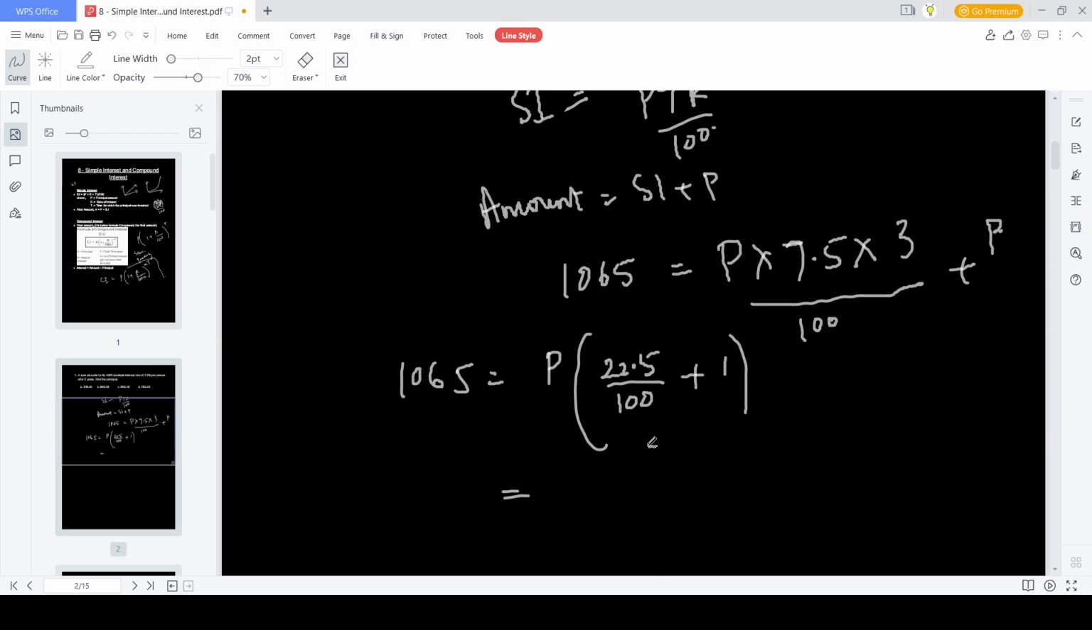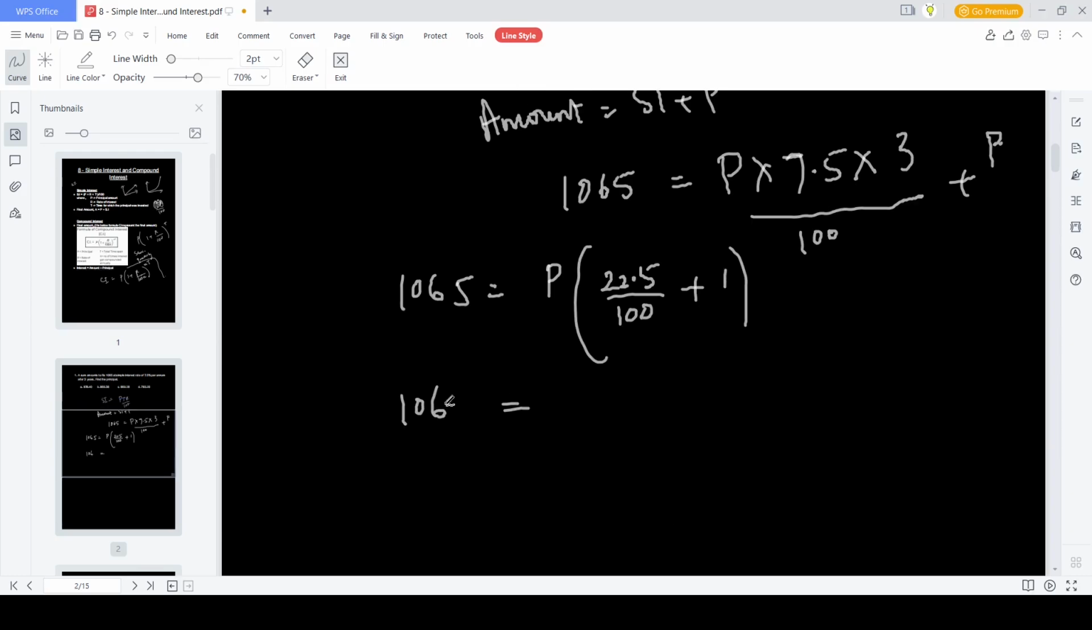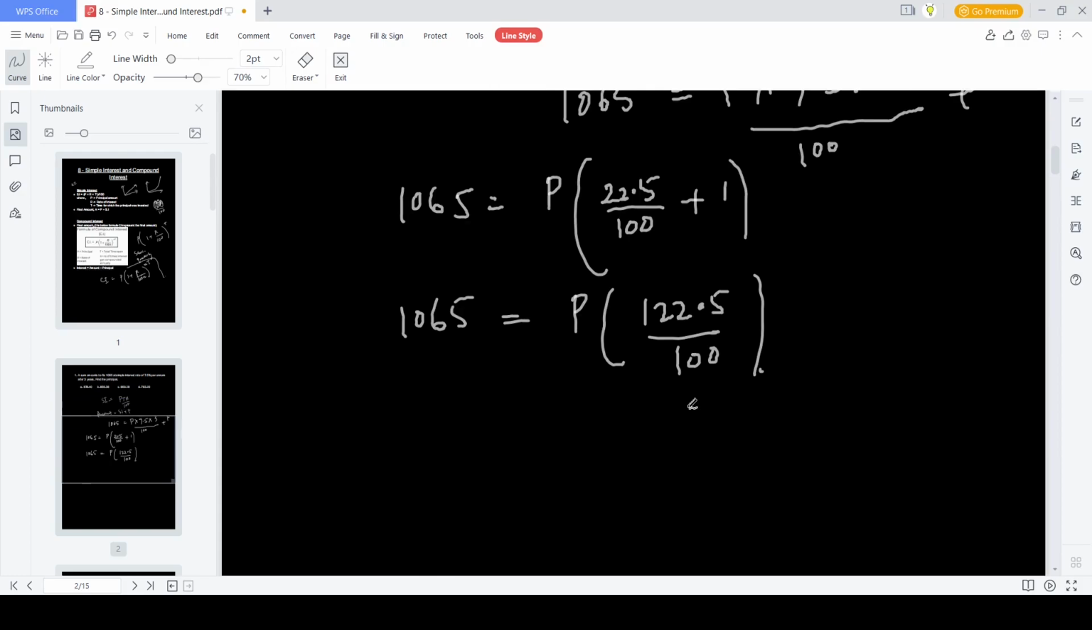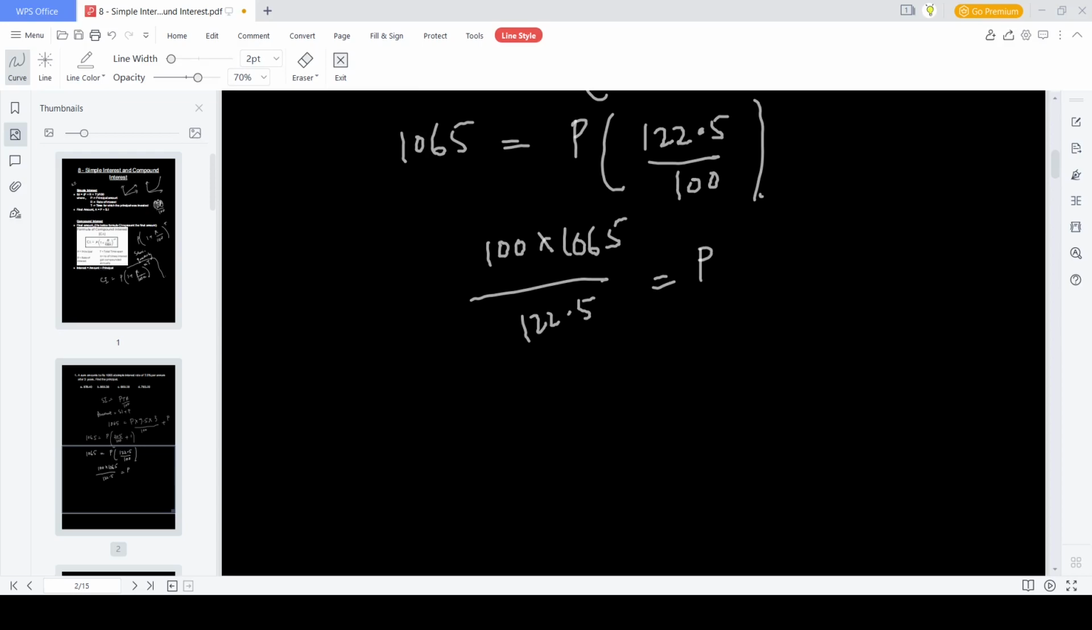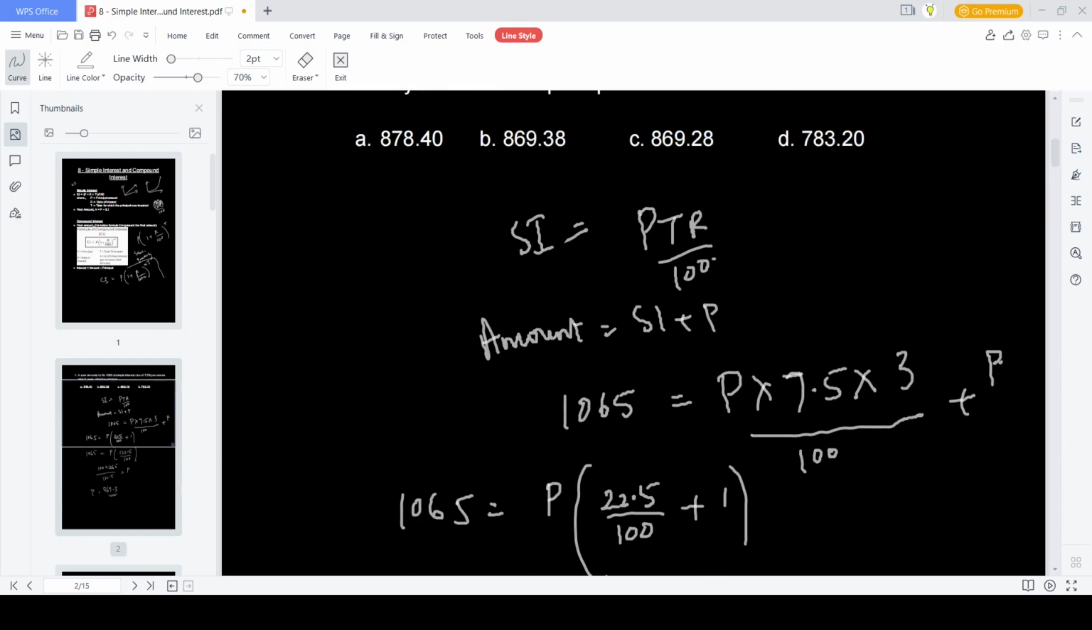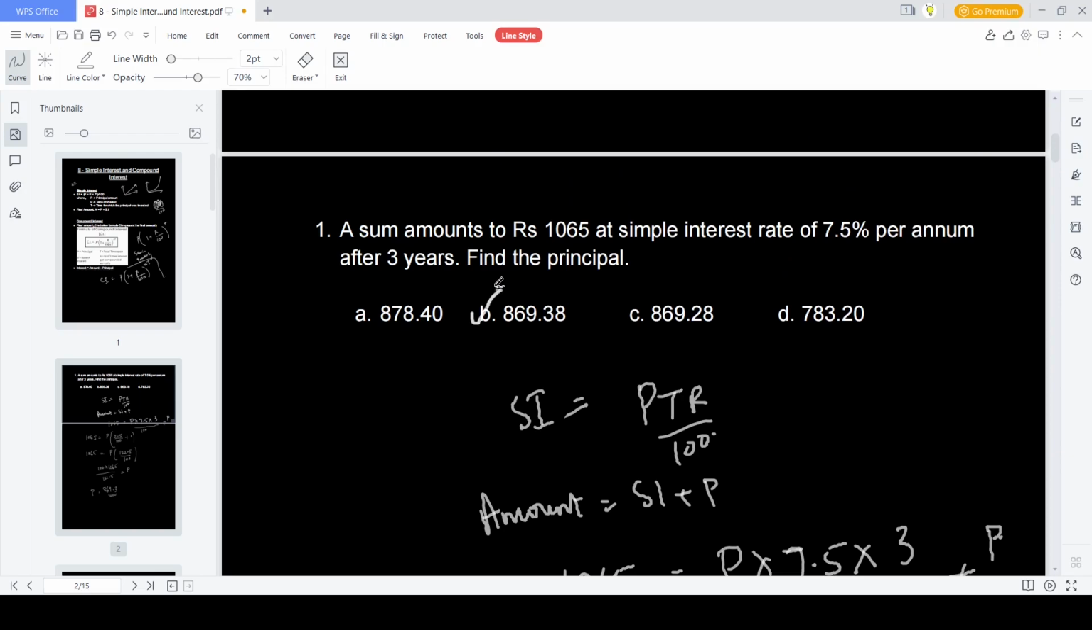This becomes 1065 is equal to P into 122.5 by 100. So we multiply 100 into 1065 divided by 122.5, which is equal to the principal amount that the person borrowed, and this value comes as 869.3. So this value is the principal amount that was borrowed, 869.3.